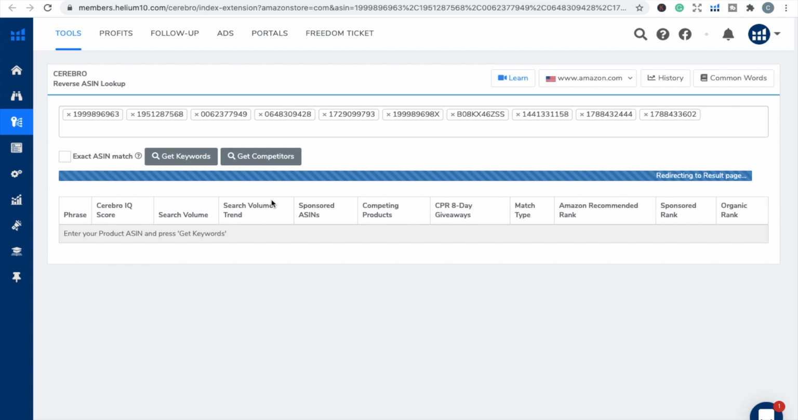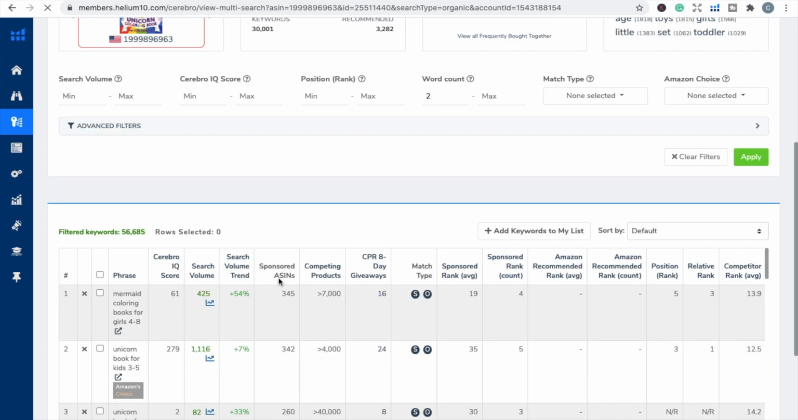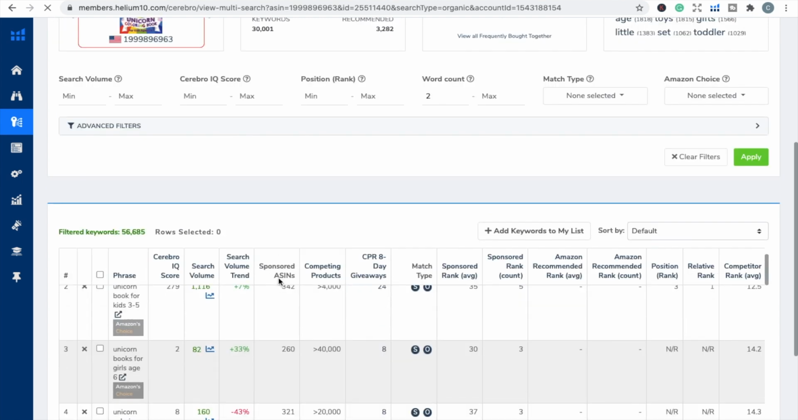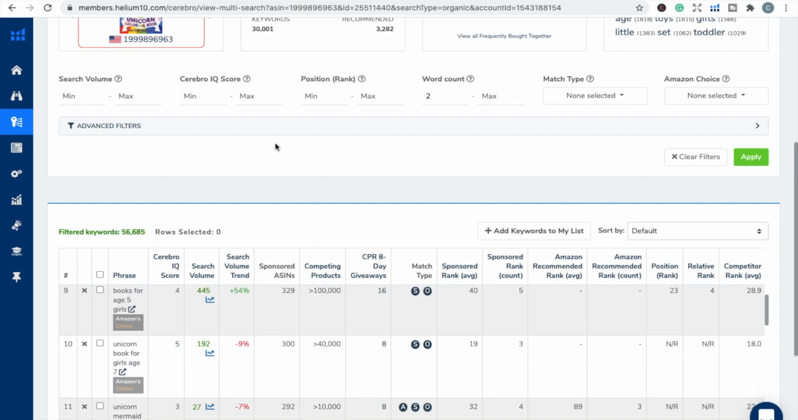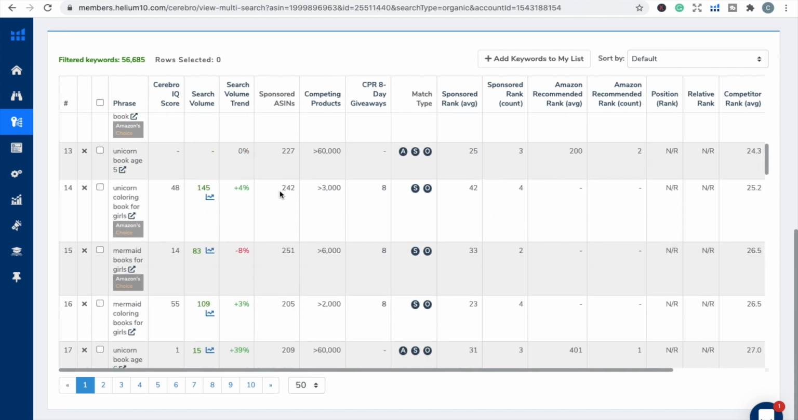Because we are searching for quite a few ASINs, the results are going to be quite high because it's going to show us combined results for all of those ASINs and how many keywords they rank for and what keywords they rank for. So we can see there that all those ASINs together rank for over 57,200 keywords. That is an absolutely massive amount of keywords, a lot to go through if we were going to sit here and go through every single keyword and have a look.